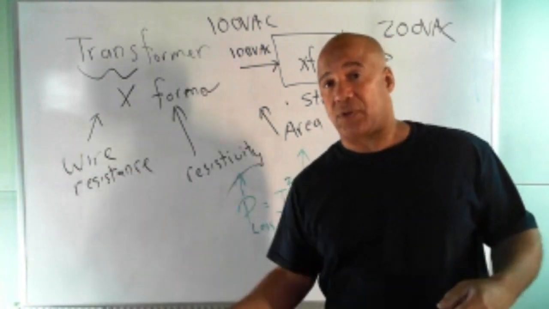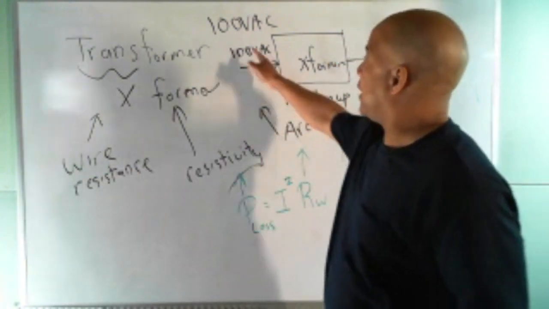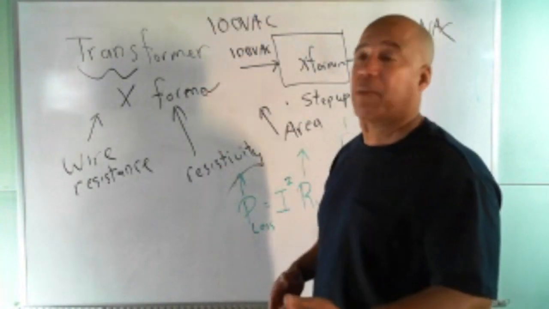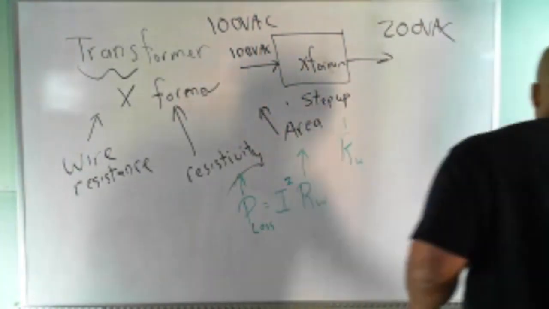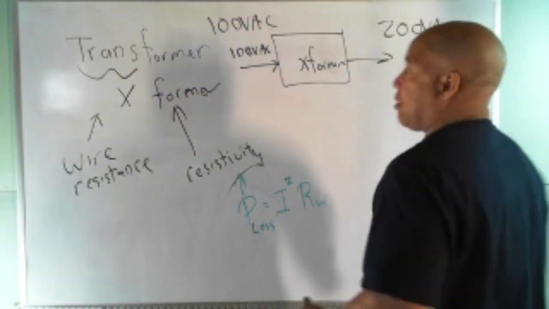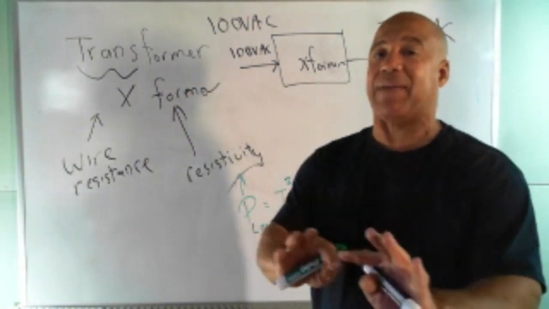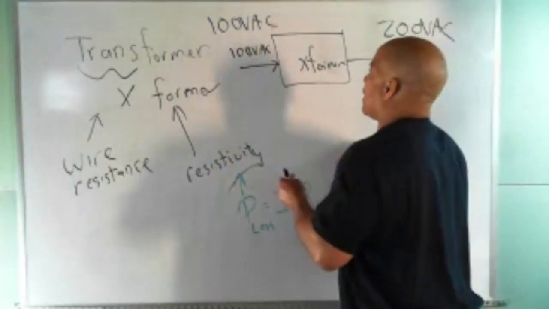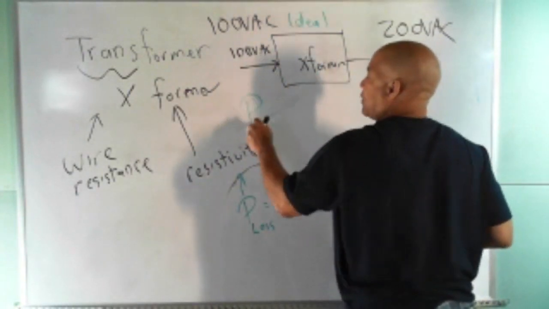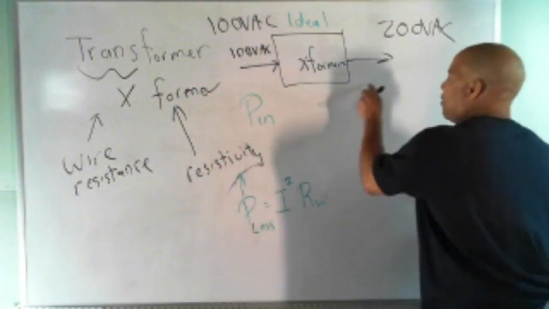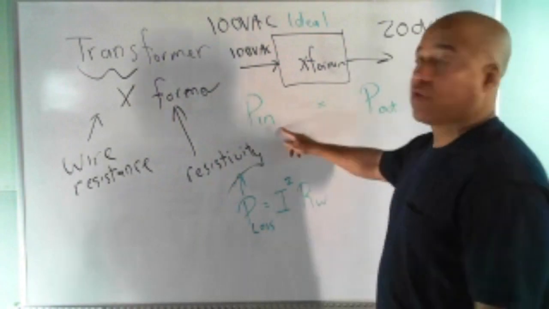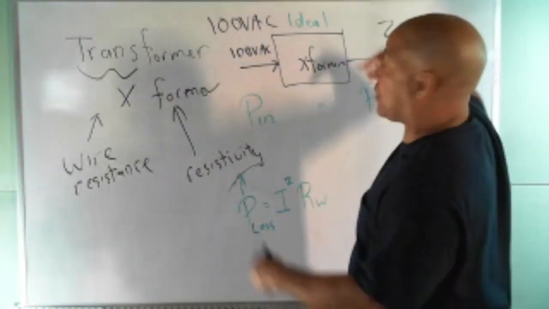So here's what really happens. You can raise this voltage up or down. You can make a step-up transformer or a step-down transformer. But what has to be true is this: whatever power goes into the transformer is what comes out. Now, we're assuming we have an ideal transformer. So for an ideal transformer, the power that goes in equals the power that comes out. As long as that's true, you can raise and lower the voltages to whatever you want.